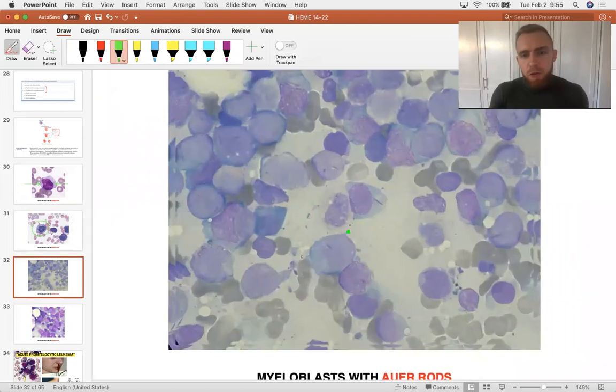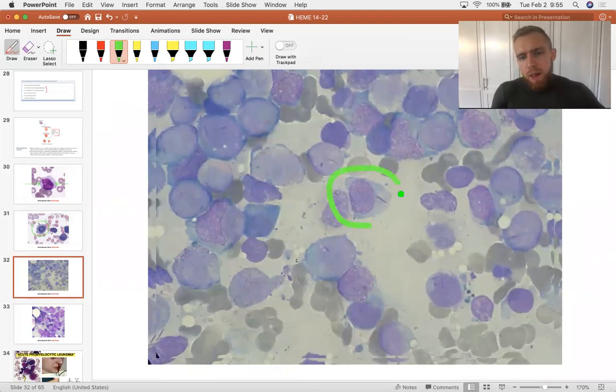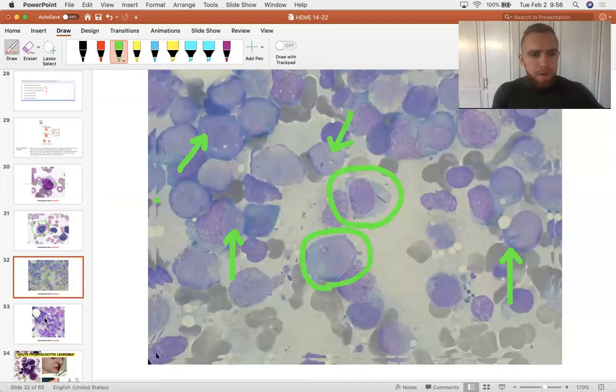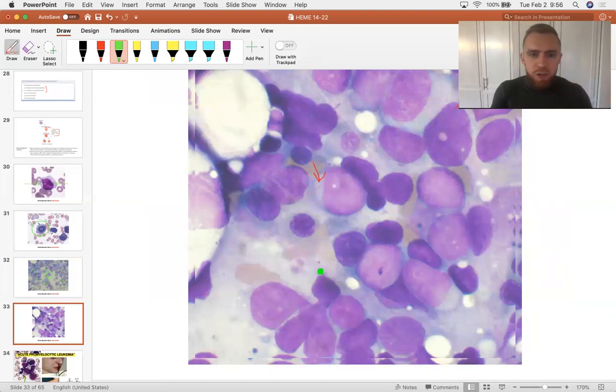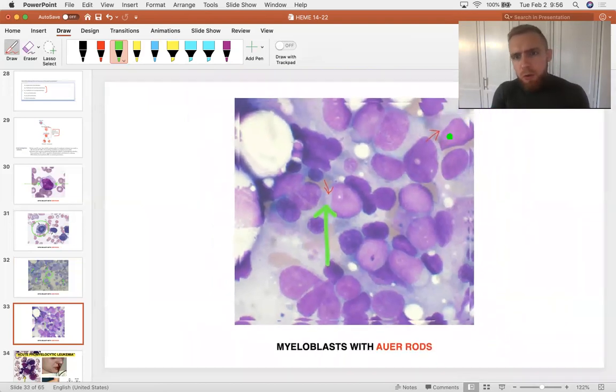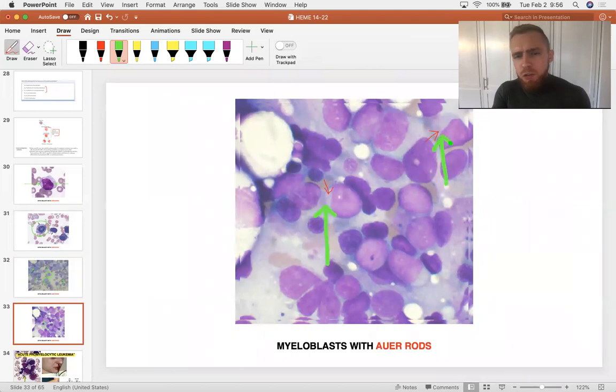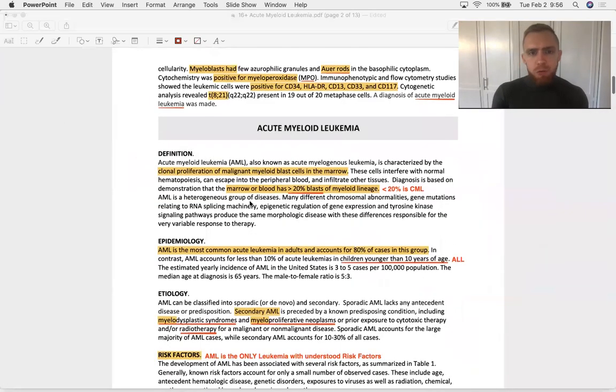So here's a beautiful image. And a lot of these cells have rods in them. There's one right there. Again, you're looking for these slivers. They're like a splinter. And they're inside the cytoplasm of these cells. And sometimes you got to look hard like this, for example. But yeah, there is one in there. Then we zoom out a little bit and we look in the upper right, and yeah, there's one up in there too. So these are blasts with Auer rods inside them. This is classic for AML, which is the most common leukemia of adults.